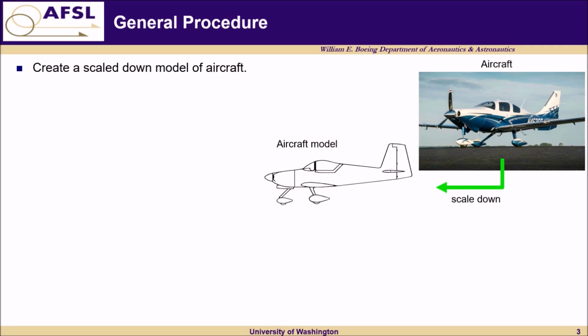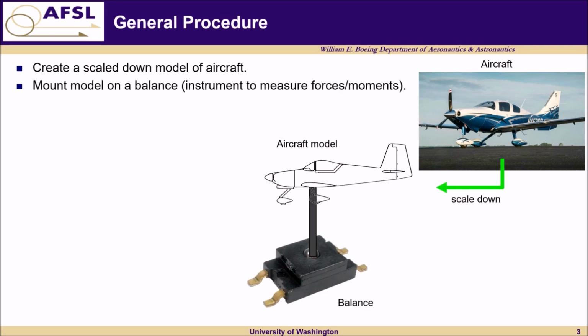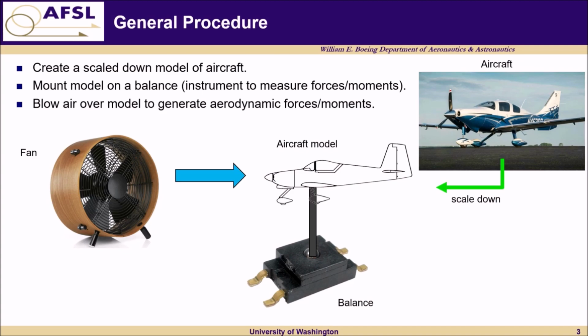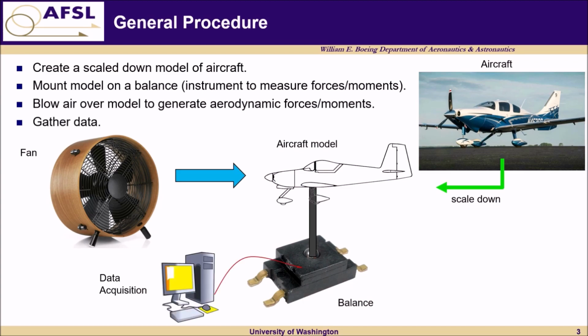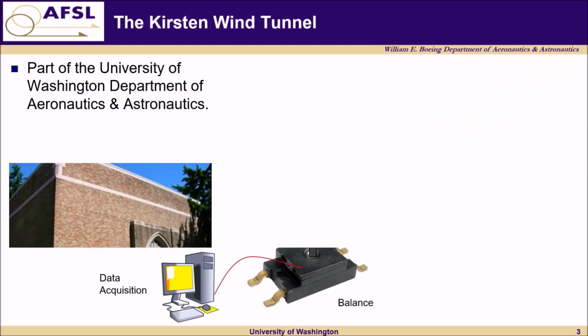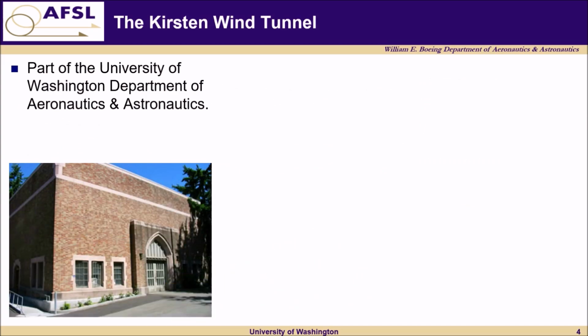We can then mount this aircraft to a balance, which is just an instrument that's used to measure forces and moments. We can then use a fan to blow air over the model to generate aerodynamic forces and moments, and once we're on condition at the appropriate orientation and wind speed, we can just gather and record data from the balance.